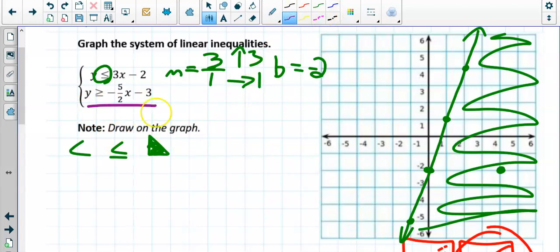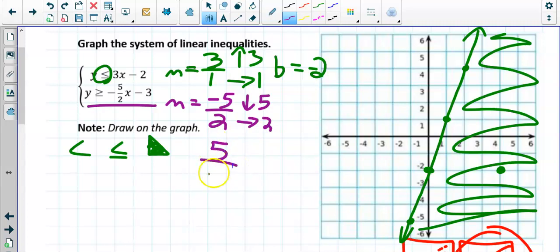So again, what's our m? Negative 5 over 2. What's that top value tell us to do? Down 5. And then what? To the right 2. You could do up 5 and then to the left 2, because that meant that you just put the negative with the bottom. You could put the negative either way. You could put it with the top, you can put it with the bottom. I normally just throw it in the top. But that's me. You do you, boo.